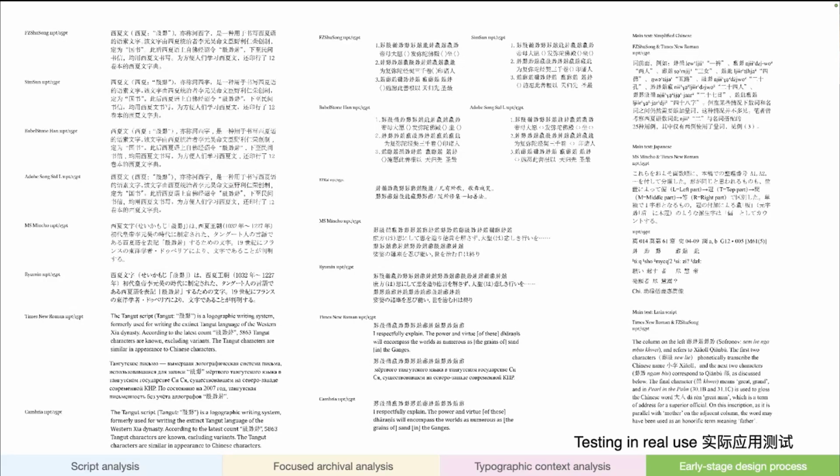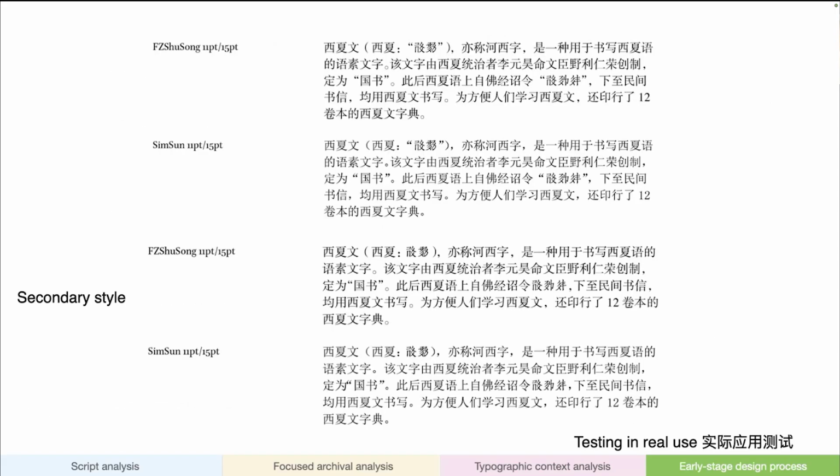Characters are then tested in real typographic environments. These are the test results, and I'll show two examples of them. First is when Tangut script is used as a short phrase surrounded by another script. In this case, you might want to highlight the word. You can choose to use quotation marks or use a secondary style, similar to using italics in Roman Latin typeface.